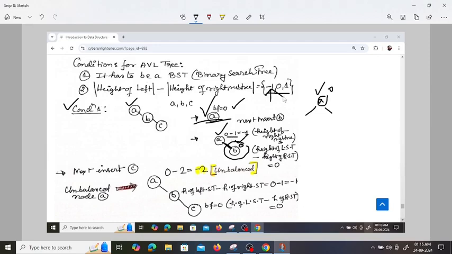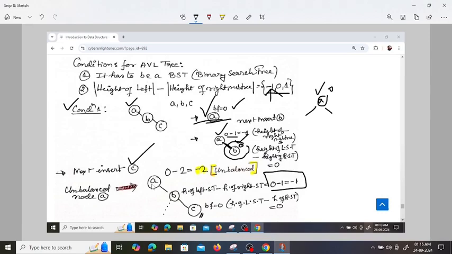Now next, if you insert C, then you will find that the balance factor will be violated. In case of C, the balance factor is 0 because it doesn't have a left subtree or right subtree. In case of B, the balance factor is minus 1 because it doesn't have any left subtree but it has a right subtree of height 1. That means 0 minus 1, which is minus 1 for B.